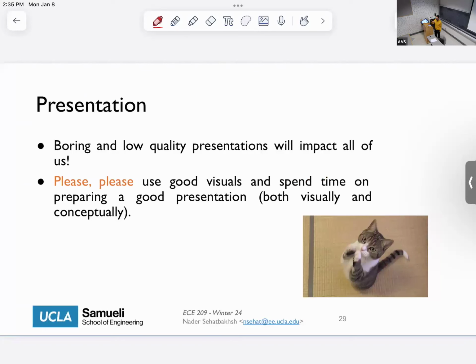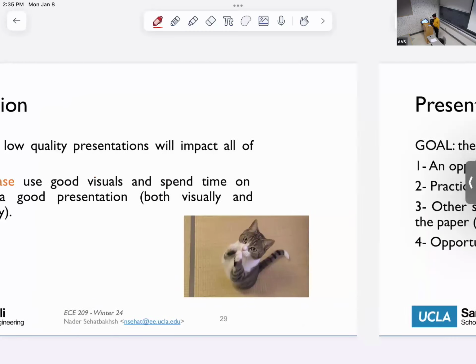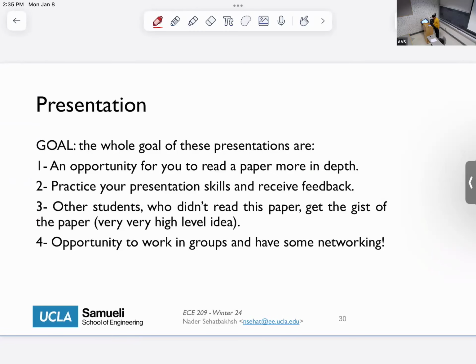As I said, low quality presentations are going to impact us all because they're going to be very boring and nobody will understand anything. Think of all the things that you didn't like when a faculty member was presenting, and try not to do that. Make it very exciting, both in terms of visuals and content.